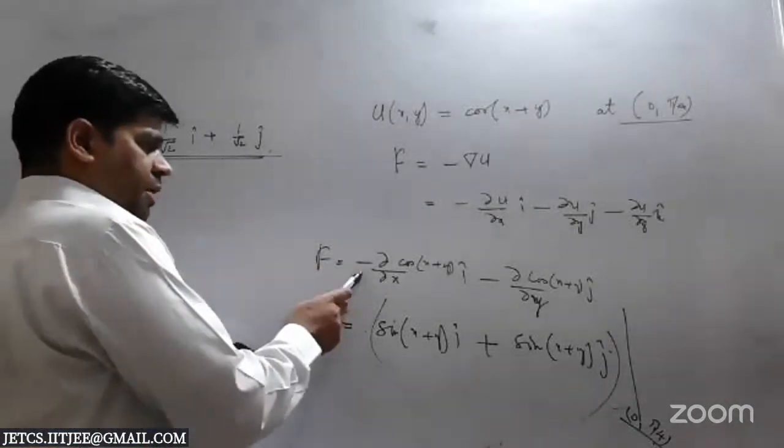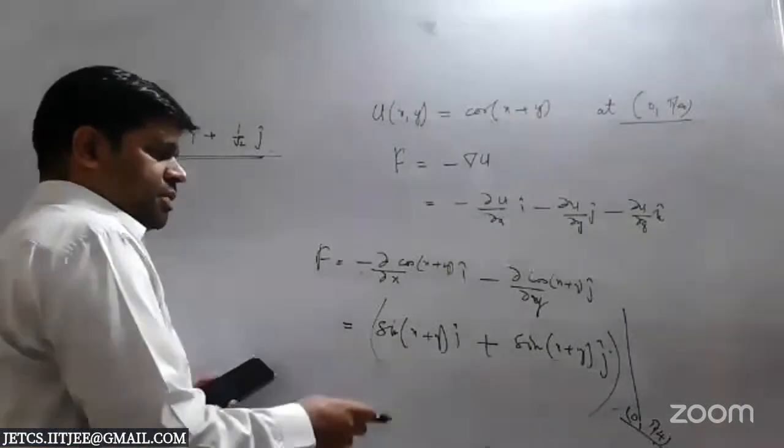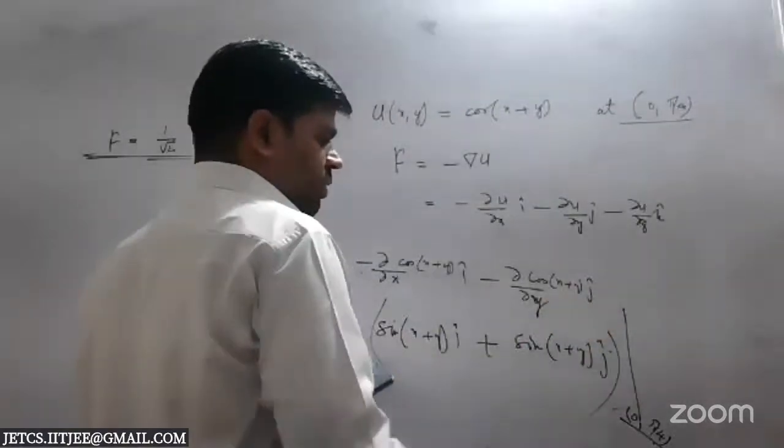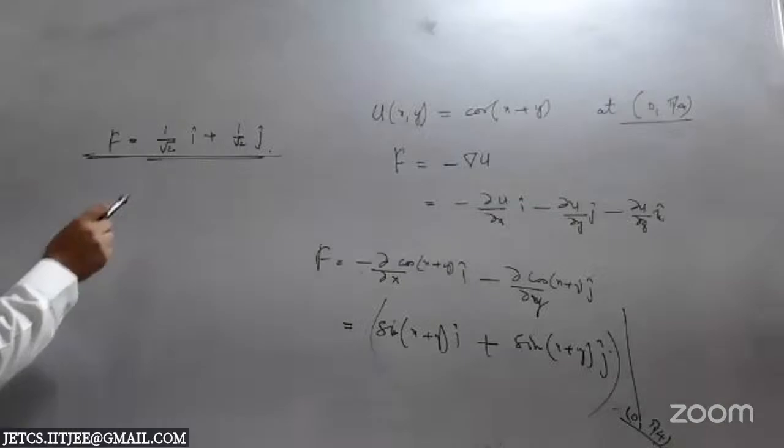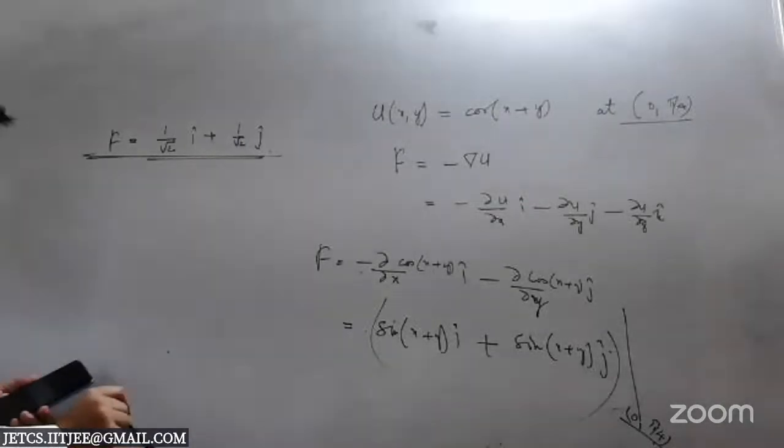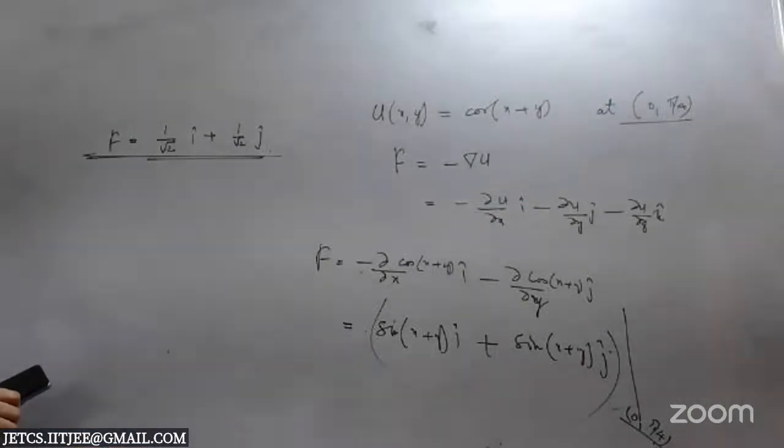There was a minus sign, but minus into minus becomes plus. So I've got sine of x plus y i cap, sine of x plus y j cap. X is 0, y is pi by 4. So sine of pi by 4 i cap plus sine of pi by 4 j cap. Sine pi by 4 is 1 by root 2, sine 45. So 1 by root 2 i cap plus 1 by root 2 j cap.